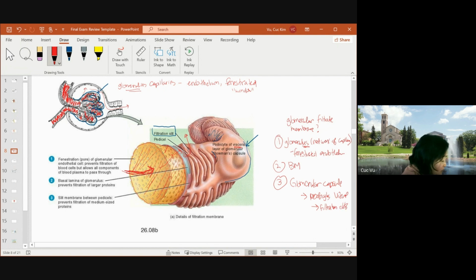Okay, so technically, the filtration membrane consists of the fenestrated endothelium, the basement membrane, and the filtration slits. What does the fenestrated endothelium belong to? The glomerulus. What do the filtration slits belong to? The podocytes, and the podocytes are part of the visceral layer of the glomerular capsule. Make sense? Questions?